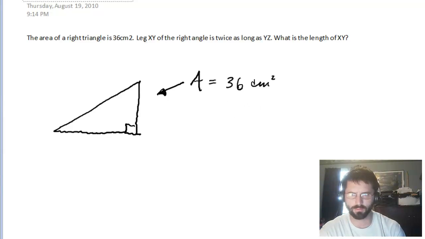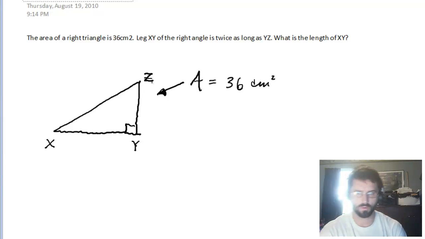Leg XY of the right triangle is twice as long as leg YZ. So that means the longer leg, XY, is 2 times the shorter leg, YZ. Because the legs come out of the right angle, we know that XY and YZ are the legs, so Y must be the right angle. What is the length of XY?